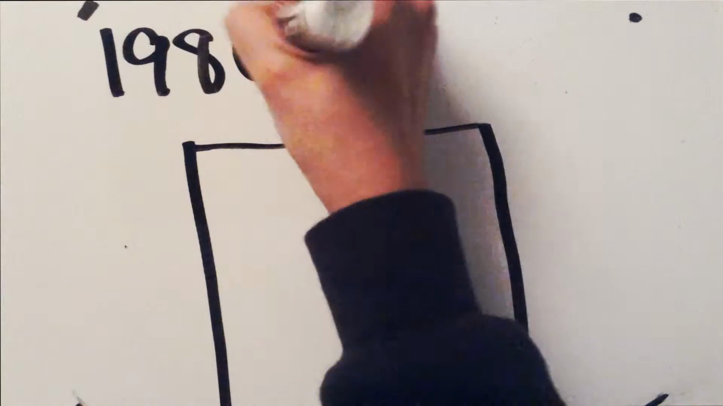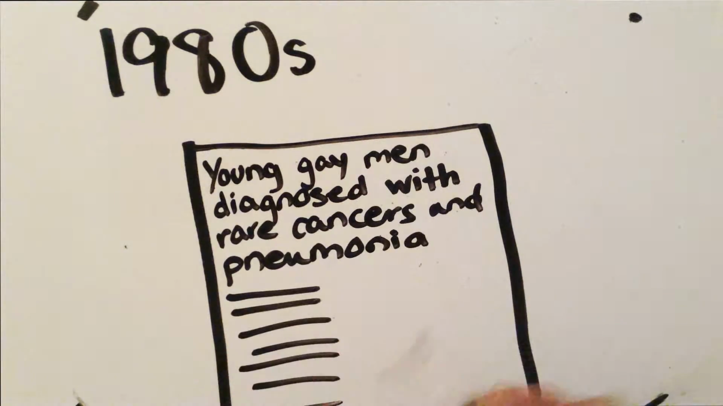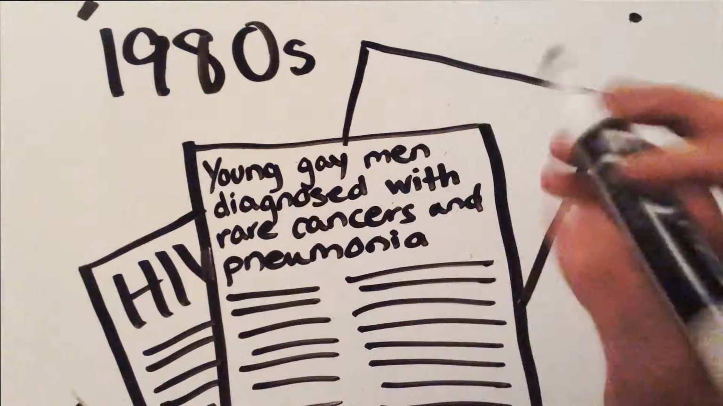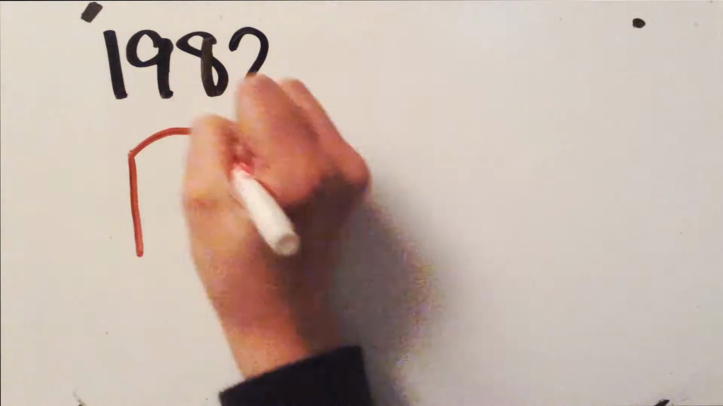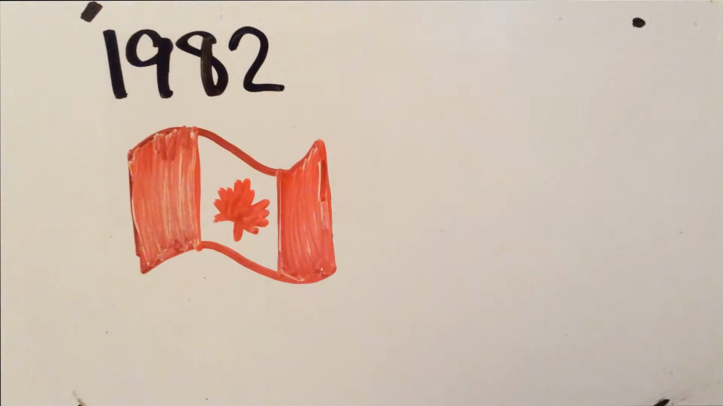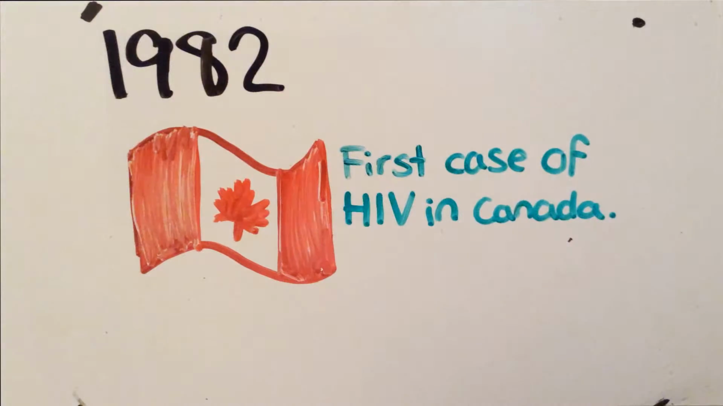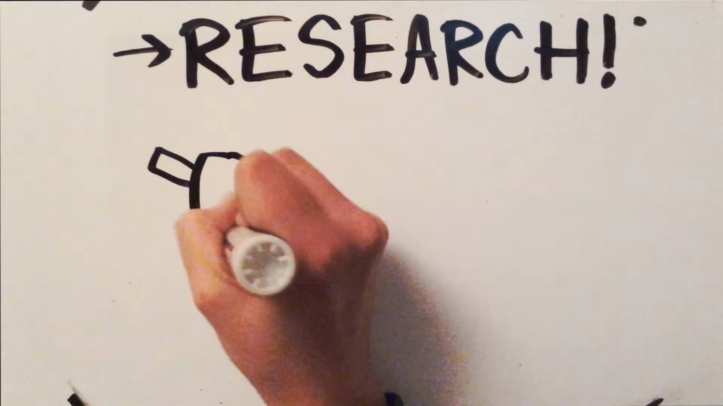In the 1980s, young gay men and other people in homosexual relationships began being diagnosed with rare forms of cancer and pneumonia that could not be explained. People started to become aware of HIV, and in 1982, Canada reported its first case. Since then, more money has been put into research to find and develop a cure for this deadly infection.